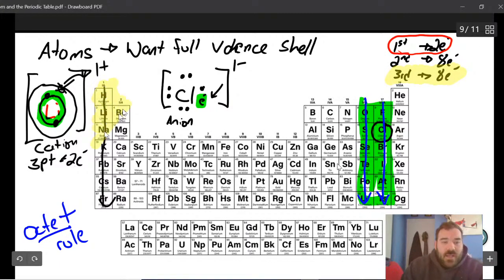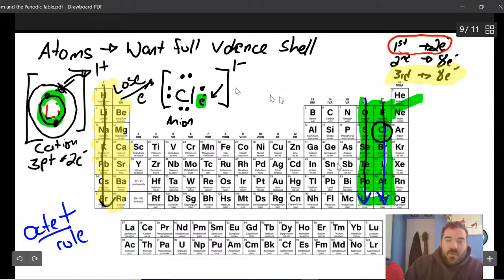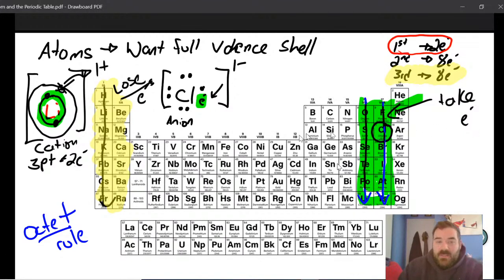So let's generalize. These atoms over here are electron losers. So they lose electrons. And all these atoms over here are electron gainers. They're electron takers. They like to steal electrons because they only need 1 or 2 in order to get a full octet, whereas these guys only need to lose 1 or 2 in order to have a full octet underneath. So we have our cations, or atoms that tend to be cations, over here. We have our anions, or the atoms that tend to be anions, over here.